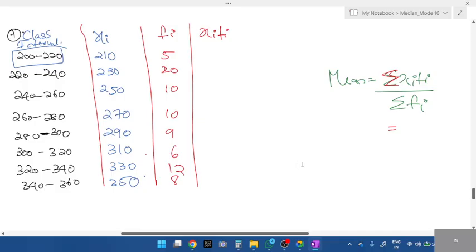So here, this column is known as class marks, students. Whenever we need to find the mean, remember we need class marks. You can't use the class interval. This is known as class marks.